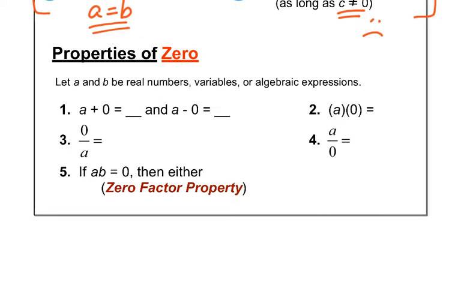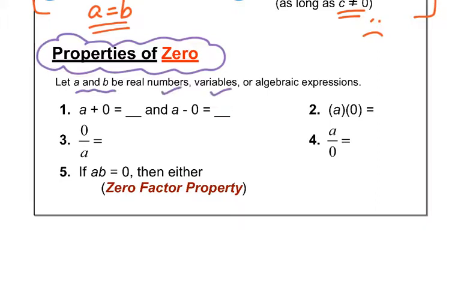How about some properties of one of our most famous numbers, 0? Even though 0 is really nothing, literally, there's a lot of neat things we can do with it. Same rules. A and B are real numbers, variables, algebraic expressions. Property number 1. All right. Well, in general, guys, when you add 0 to a number, you just get the same number out. So A plus 0 is A. So what do you think A minus 0 is? That's also A. So 0 is great. Add it or subtract it, you get the same number out because you're not adding or subtracting anything.